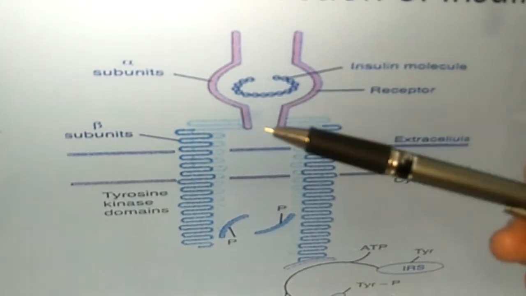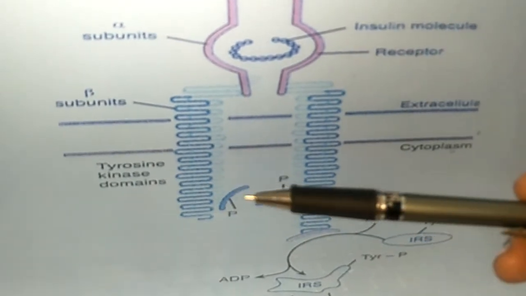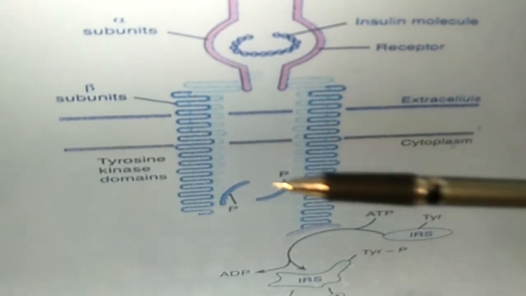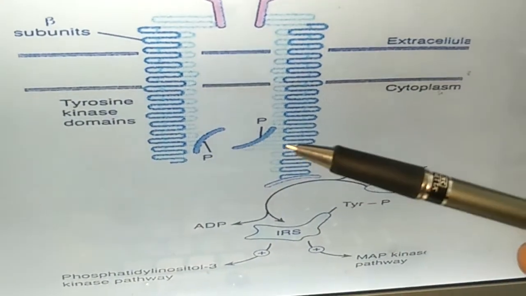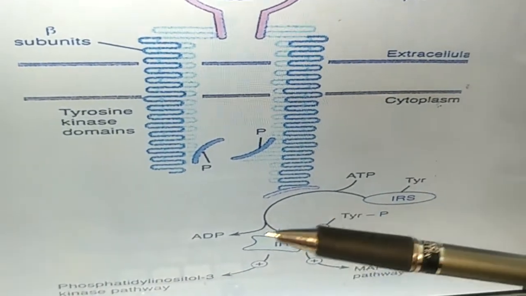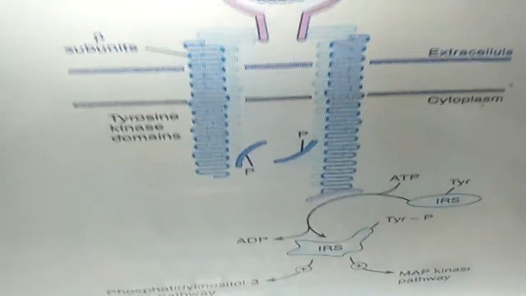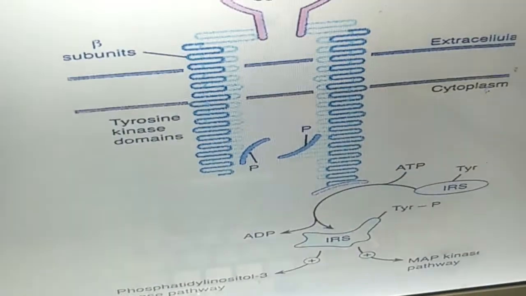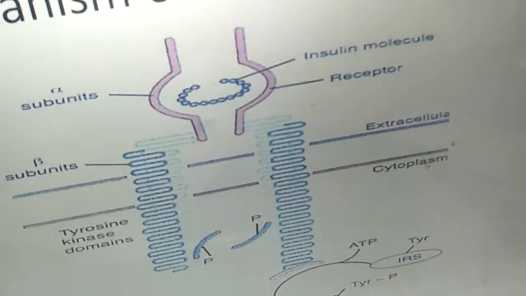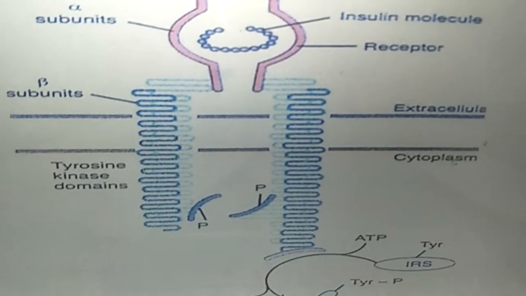So binding of insulin to the alpha subunit causes such a conformational change that the tyrosine kinase containing domains of these adjacent receptors come nearby. This process causes phosphorylation of IRS. Insulin receptor existing as a heterodimer, the ligand or the insulin binds with the alpha subunit of the receptor. There occurs a conformational change.